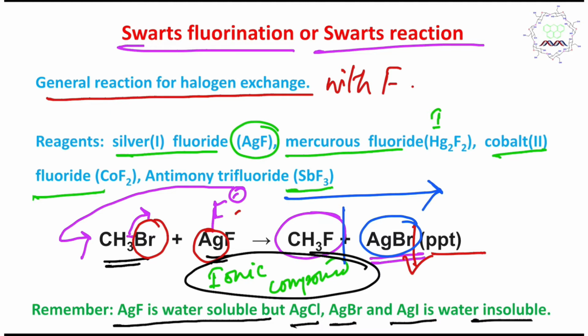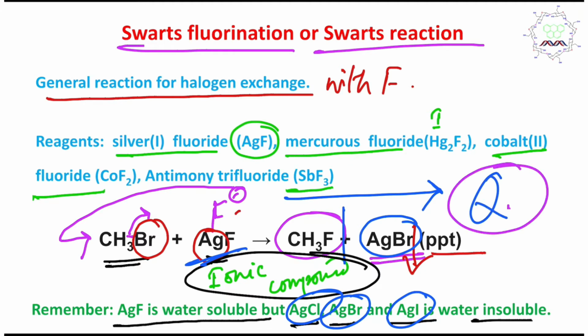So you may ask, sir, why is it water insoluble? For that purpose, you need to understand the covalency in silver chloride, bromide and iodide, but ionic nature with the fluoride. Students, one question for you, I suggest you all try in the comment box: why is calcium fluoride insoluble, although calcium chloride, calcium bromide, calcium iodide are soluble? So this is your question.